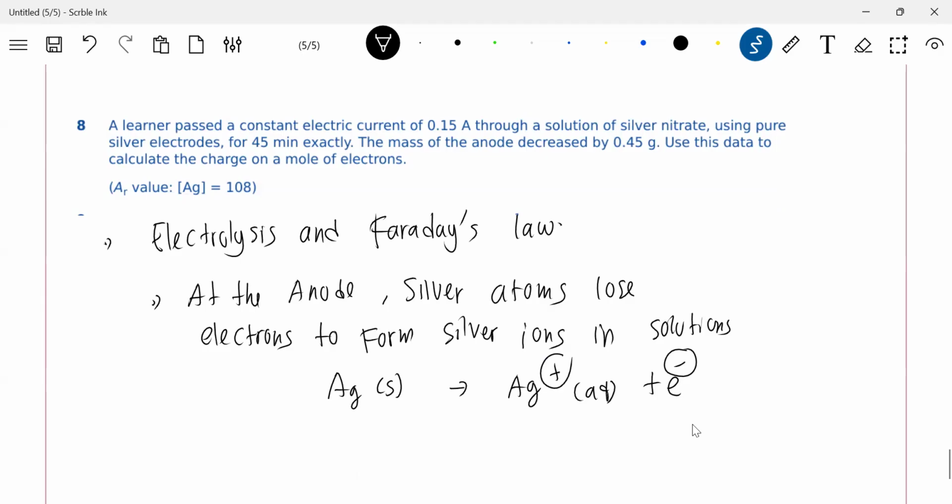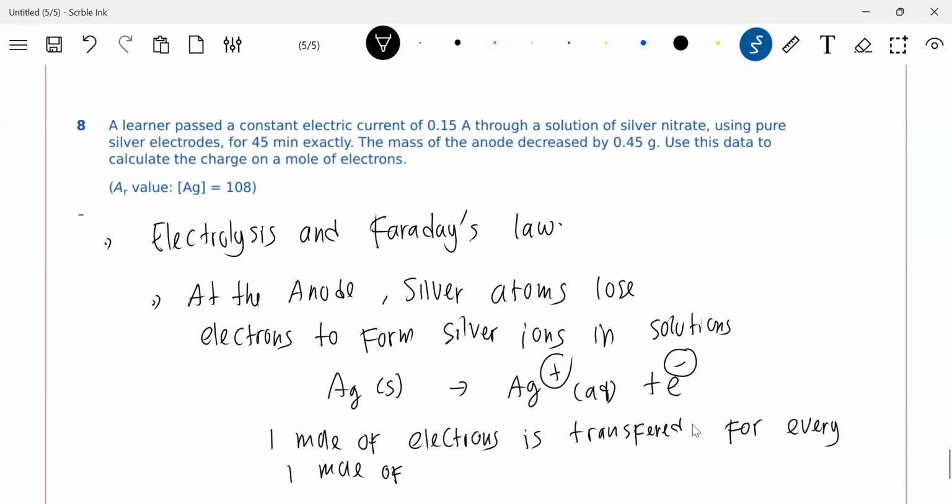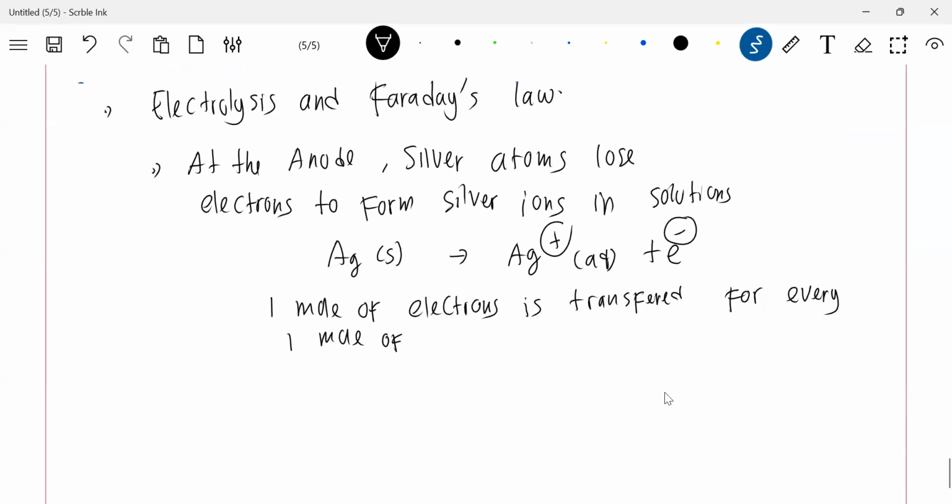What does it mean, sir? It means 1 mole of electrons is transferred for every 1 mole of silver atoms dissolving from the anode.